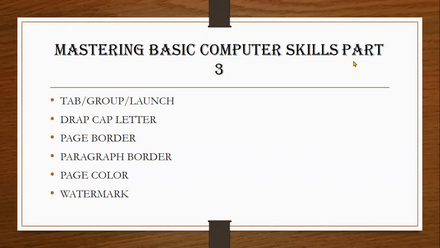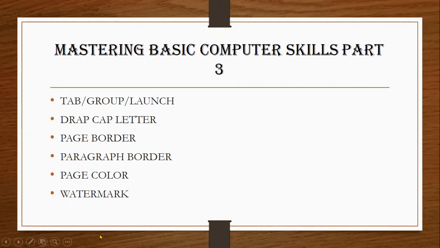Welcome to part 3 of Mastering Computer Skills. What we'll be looking at is the tab. What is the tab? What's in the tab? What's the tab all about? Group and launch button. Very important. Here we're going to look at drop caps, letters, page border, paragraph border, and right here, page color and watermark. So this is exactly what we want to look at right now here in part 3. So we're going to get things going right now.